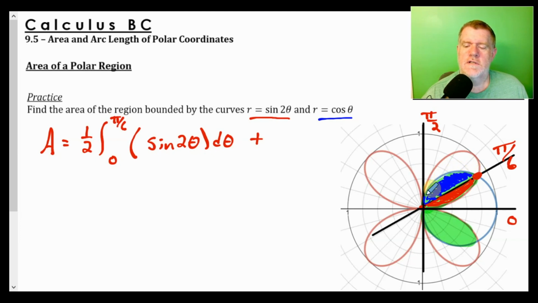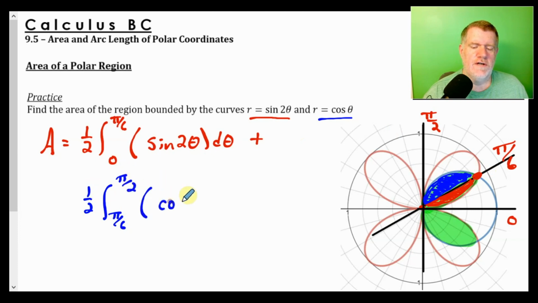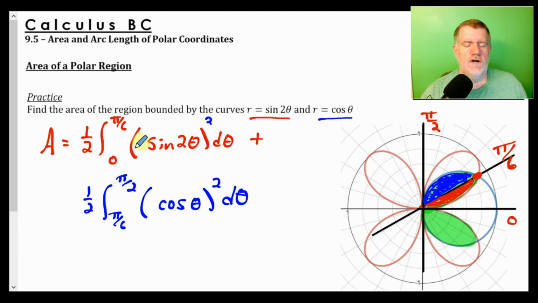Alright, so what's the area of that? That area starts at pi over 6 and goes to pi over 2, and that graph is cosine of theta. Oops, I forgot to square that, because remember, it's 1/2 the integral of r squared d theta. Alright, well, now we figure that out.